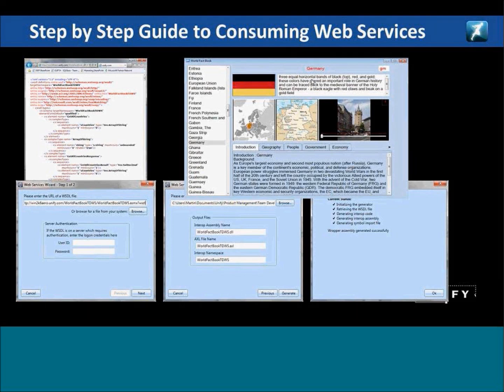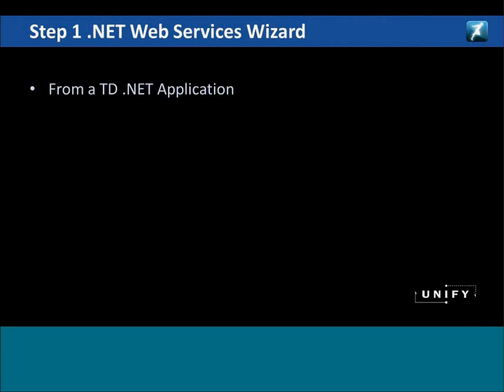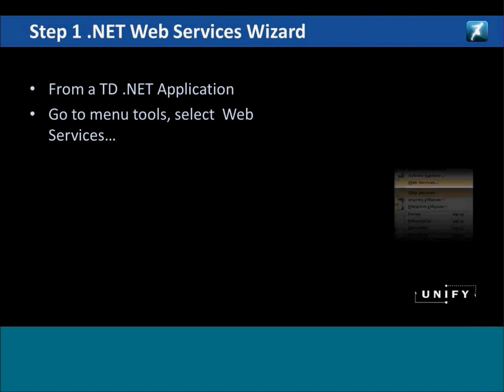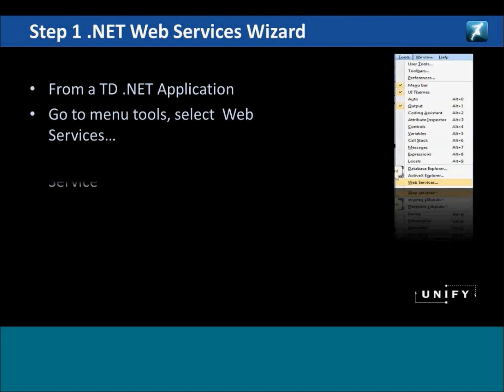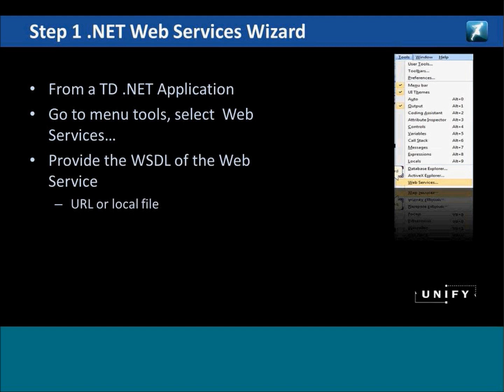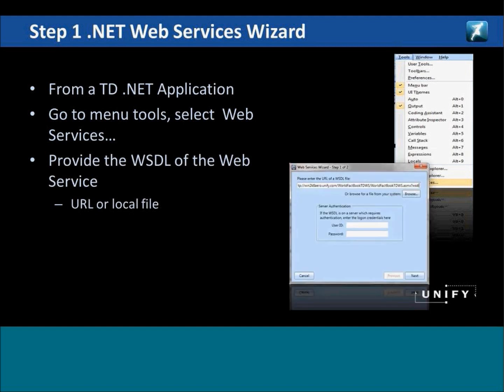So here's our step-by-step guide to consuming web services from .NET applications. In step 1, from a TD.NET application, go to Menu Tools and select Web Services. That's in the Tools menu. What you see then is the opening window that is the Web Service Wizard, and basically what you provide there is just the URL of the WSDL file.